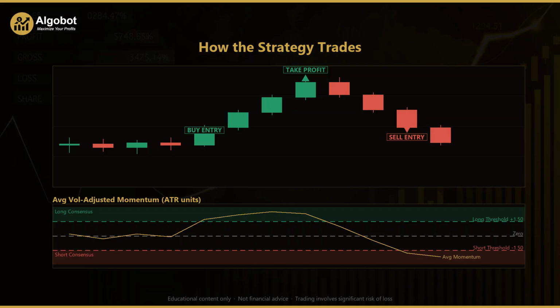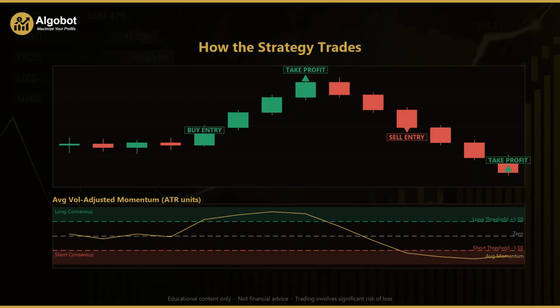Now watch the second setup form on the right. Price begins stepping lower, candle after candle. As the decline deepens, the shorter horizons turn negative first, and then the longer horizons follow as the downdrift accumulates. All 4 horizons line up to the downside, and the average momentum reading pushes down through the red threshold at negative 1.5. That's the fresh down consensus, and the sell entry marker appears.